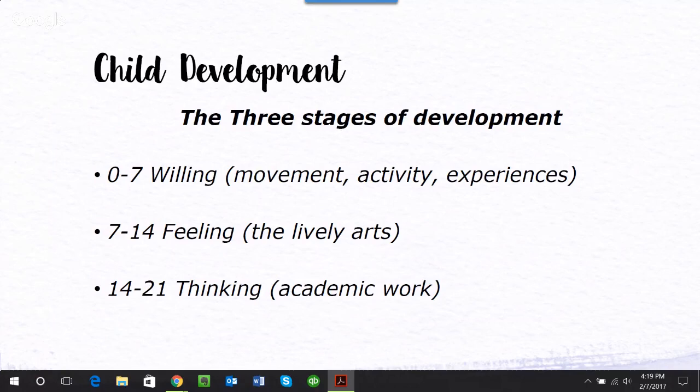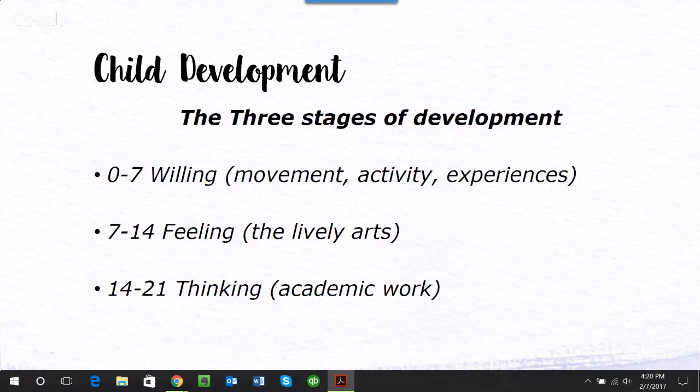Steiner talked about the 3 stages of child development. You might be familiar with these. They are 0 to 7, 7 to 14, and 14 to 21. Now, interestingly, these stages, these 7-year cycles, actually continue throughout our lives, but these are the ones we're focused on when we talk about educating children.